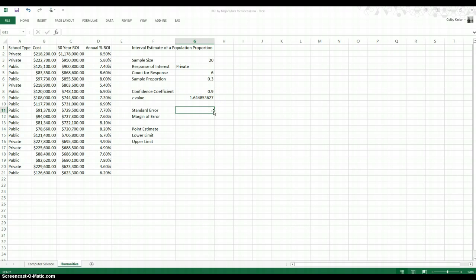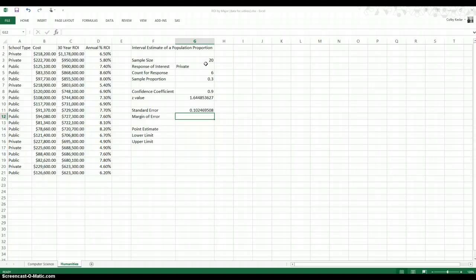Okay, now my standard error, to figure out what this is, I do equals SQRT and then parenthesis. So SQRT is square root, and this is like the square root of p times 1 minus p over n. So my p, my sample proportion, I will select that, times 1 minus that value, and then divide by my sample size. So that gives me the standard error.